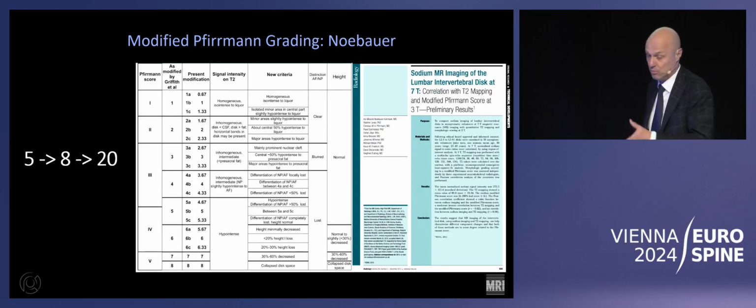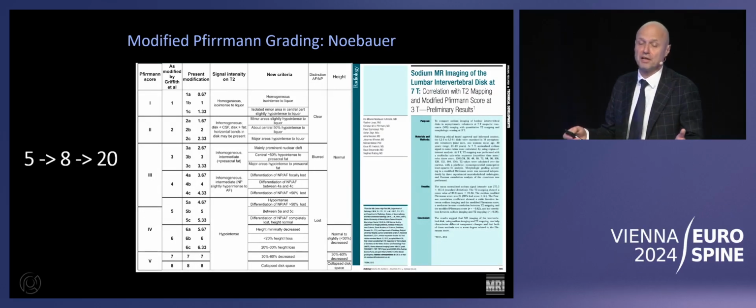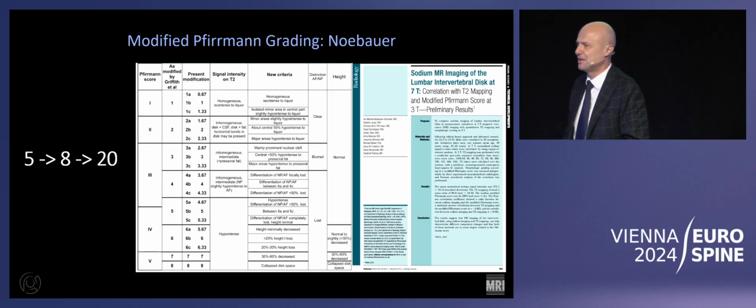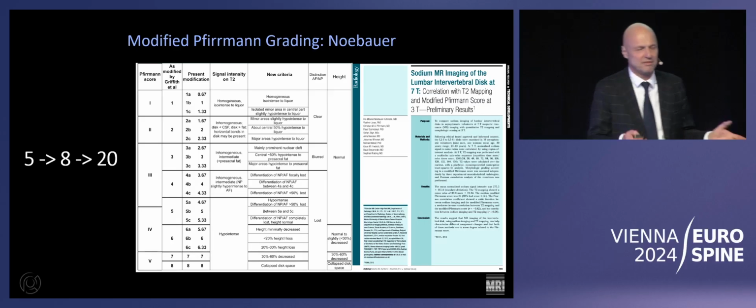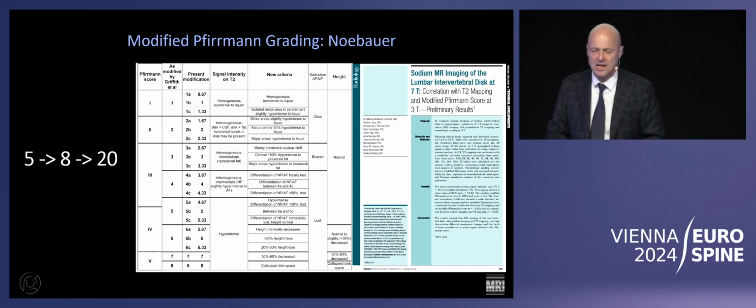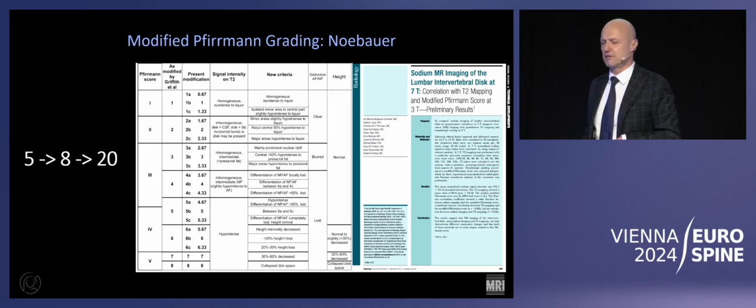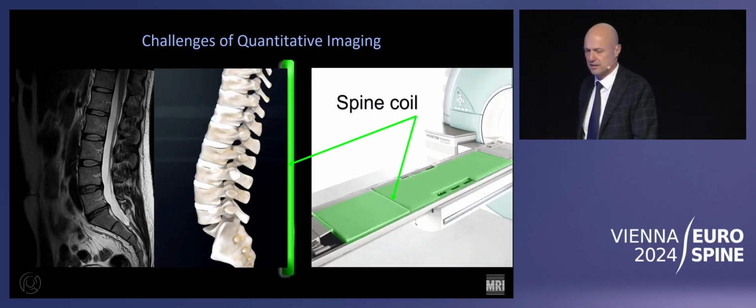This is another paper that we did actually. We used a modified grading with 20 grades. Well, that's clinically impossible to use, of course, even in study setups. It's very, very difficult. Why don't we just go and measure, have a real measurement for disc degeneration? MR is a great tool for that, isn't it?